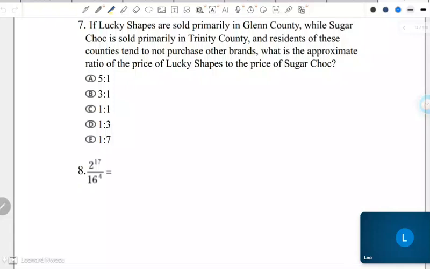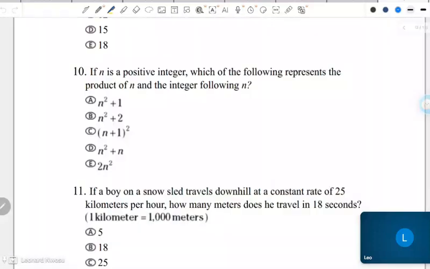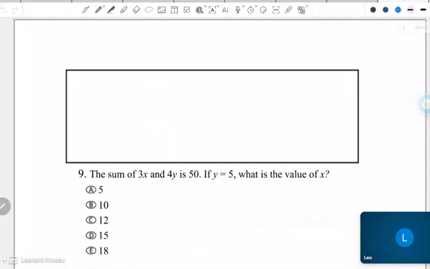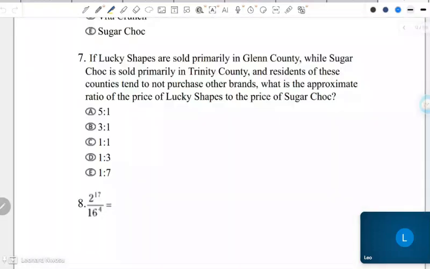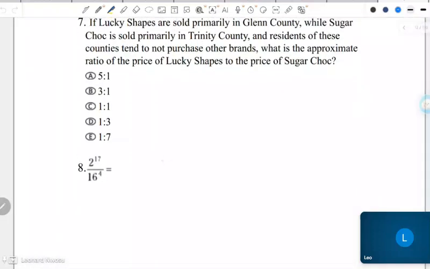Now let's solve this: 2 raised to the power 17 minus 16 raised to the power 4. Let's see, is this an objective test, or did they ask us to write the answer? Okay, they asked us to write the answer. It's not objective. Now, remember that this is the same thing as 2 raised to the power 17 divided by 2 raised to the power 4. Yeah, correct.